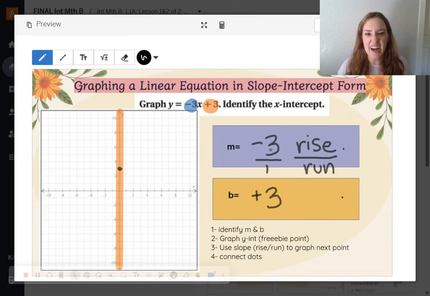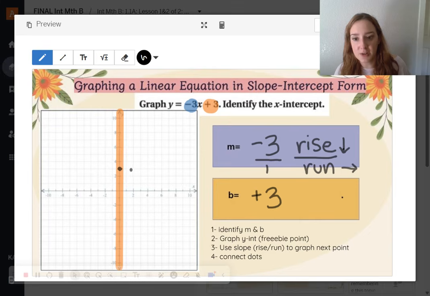So we're going to rise -3. So rise is going up or down. If we're rising a negative amount, we're probably going to go down, right? And then running always to the right. So from this point, we're going to go down 3. 1, 2, 3. And then to the right 1.